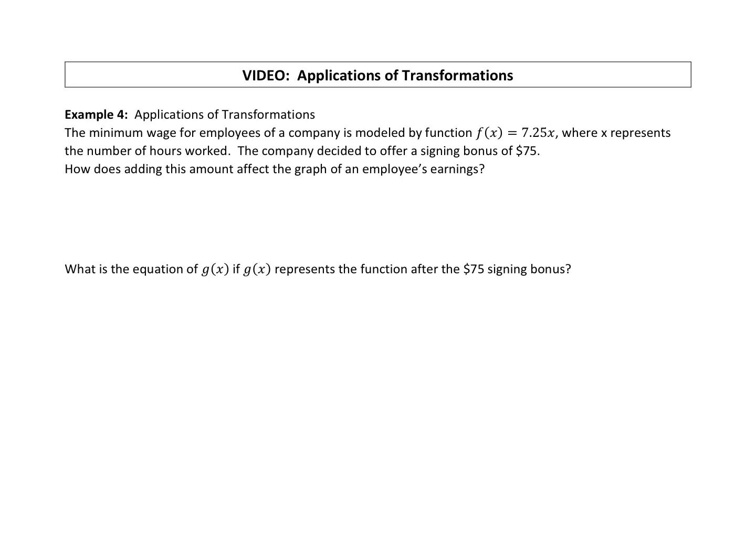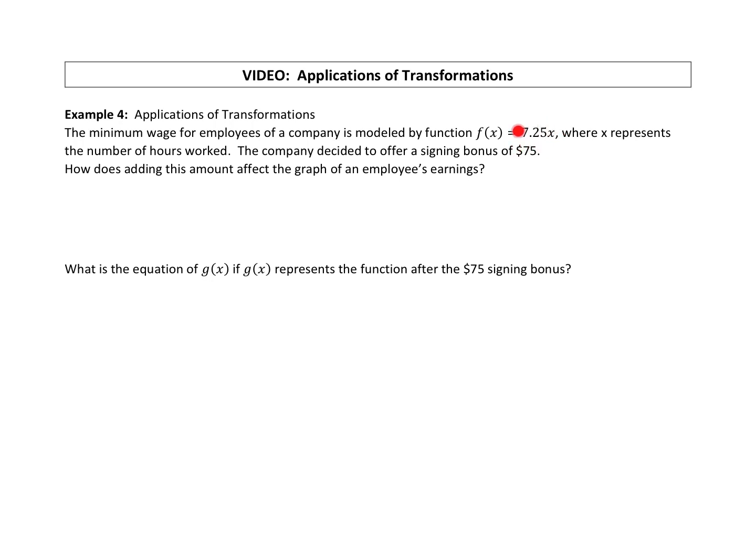All right, so let's look at a hopefully quick application of one of the transformations that we've been learning about in this lesson. The minimum wage for employees of a company is modeled by the function f of x equals 7.25x, where x represents the number of hours worked.